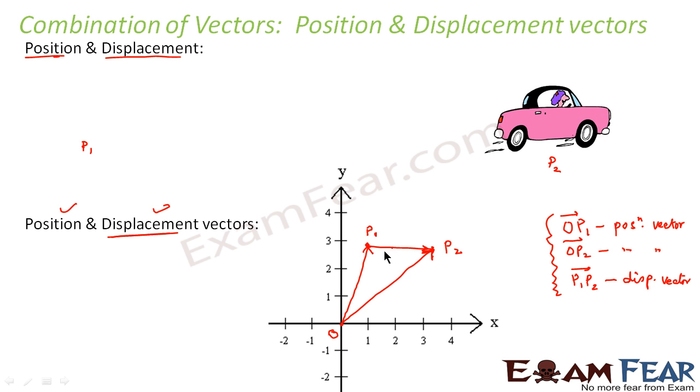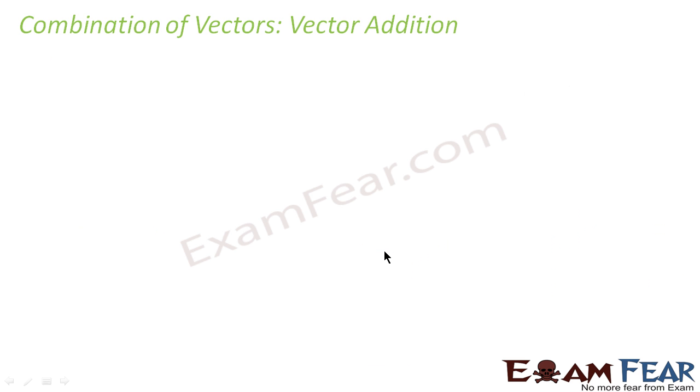Now let us see how we add vectors. In the previous slide we saw the addition, subtraction, multiplication and division of scalar quantities. Now we will see those things for vector quantities, and that is why I introduced this concept of position vectors, so that it becomes easier for you to understand vector addition. So now we'll start with vector addition.